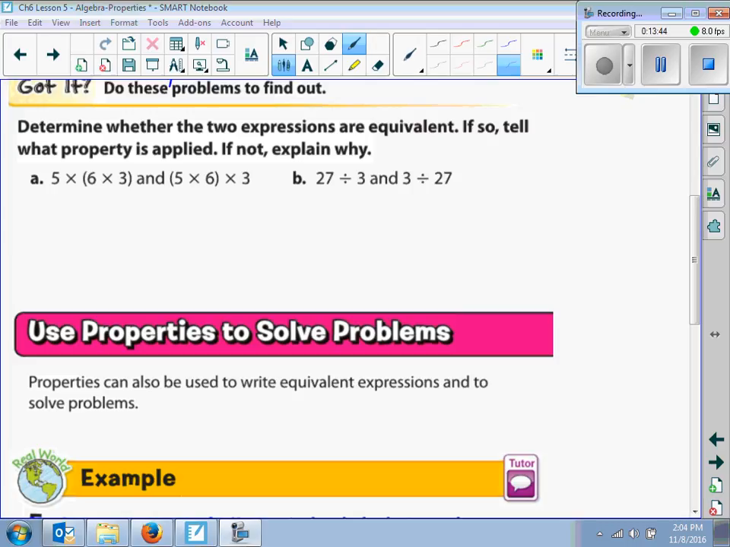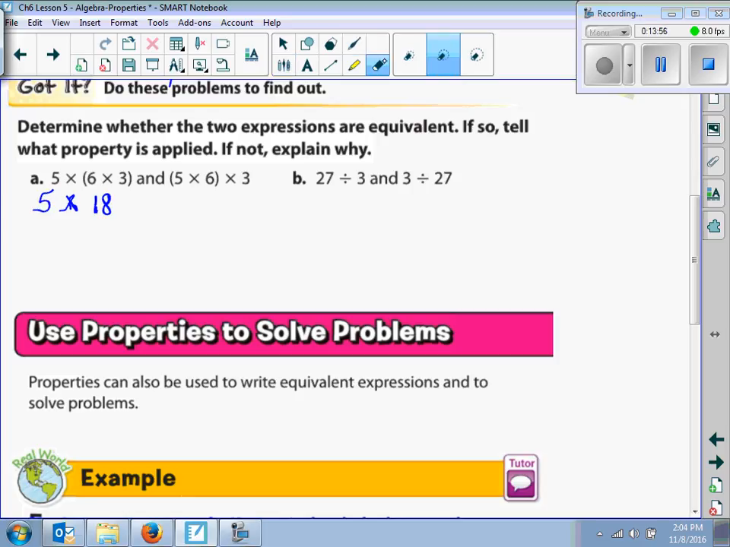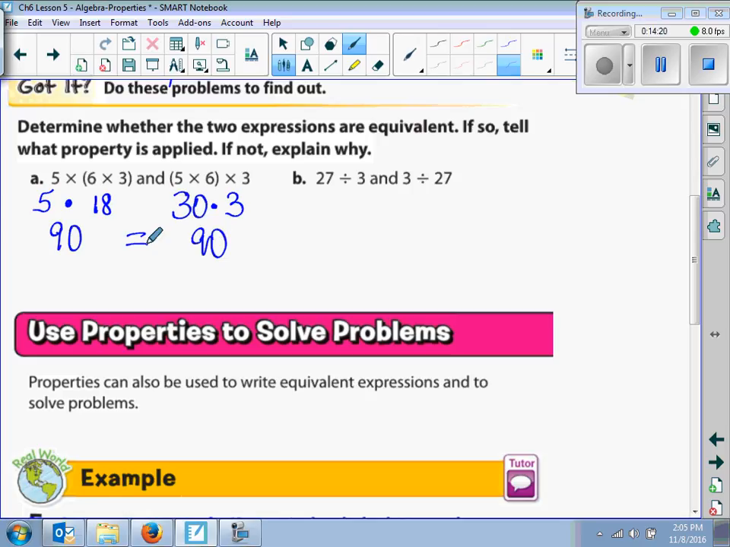So let's see if they're equivalent, right? So we have 6 times 3 is 18. And then we have times 5 over here. So 5 times 18 is 90, right? On the other side, we have 5 times 6 is 30, so that's 30 over here, times 3, which is 90. Are they equivalent? Yes, they are. And we wanted to identify the property, and we said it was the associative property of multiplication.